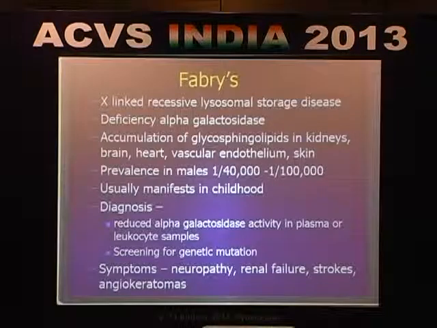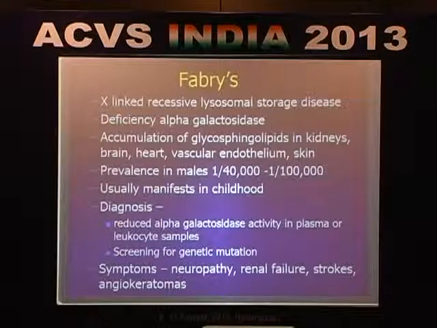Then Fabry's disease is an X-linked recessive lysosomal storage disease. I will not go into details of this particular disease because it is not very common. But why we are interested is for two reasons. One, it may be mistaken for hypertrophic cardiomyopathy. On echocardiography, it might just look like hypertrophic cardiomyopathy, and hypertrophic cardiomyopathy is a fairly common cardiac condition. So you need to really differentiate them. Why you need to differentiate them is, this is curable with drugs. Picked up early, treated well, it is curable. And you know, hypertrophic cardiomyopathy is treatable but not curable.